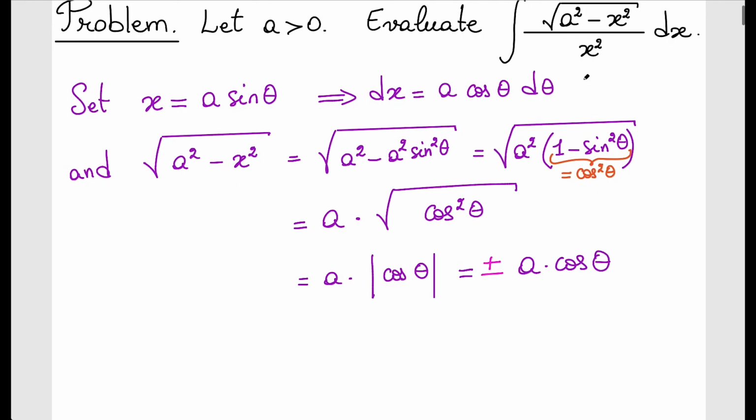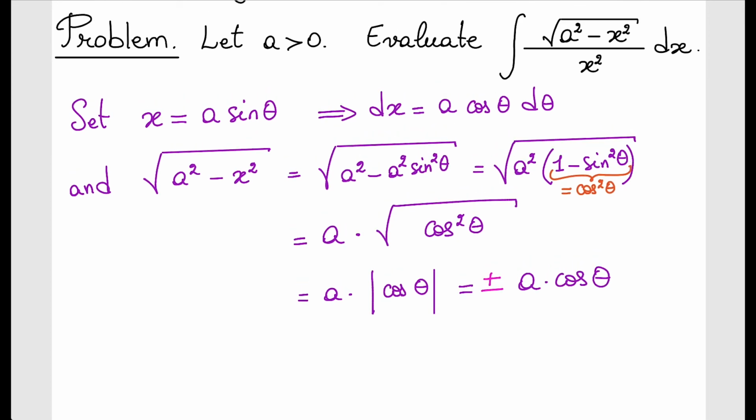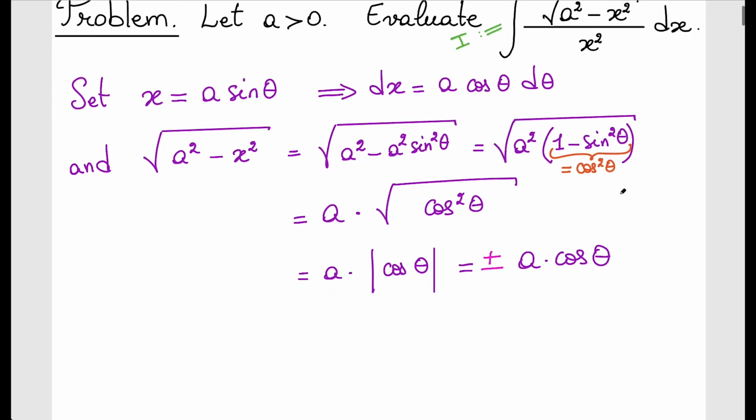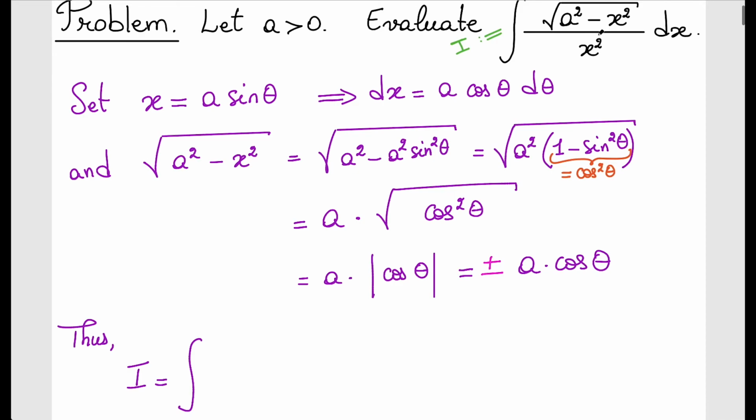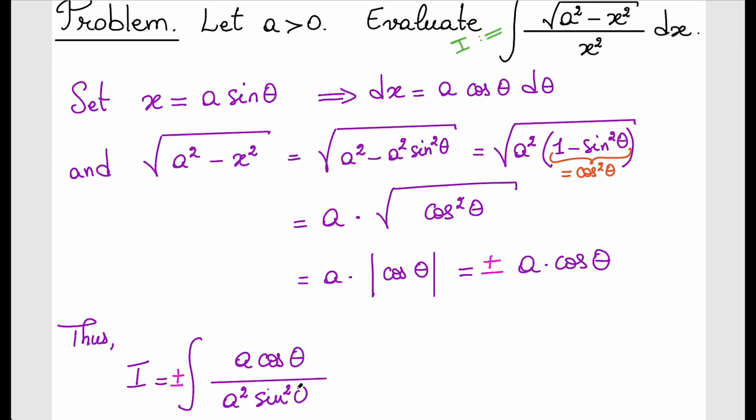All right, so as such, what can we say about this integral then? How about we give it a name? So let's give this integral the name I. So thus I becomes the integral of the square root of a squared minus x squared. Well, the square root of a squared minus x squared, we said it's either plus or minus a cosine theta. So I'm going to keep that sign alive again. Remember, it has to be one or the other. And upstairs becomes a cosine theta divided by x squared, and x squared is a sine theta squared, so it's going to be a squared sine squared theta. And dx is a cosine theta d theta.